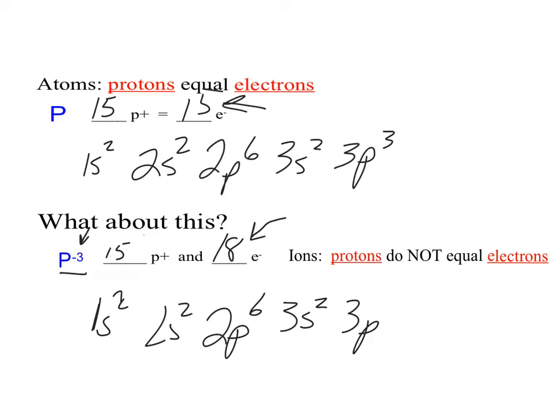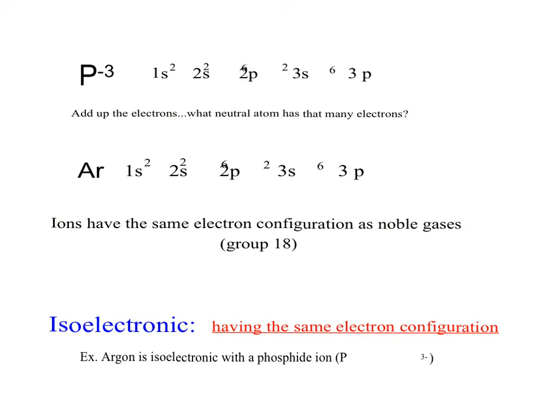Well, if I have 18 and I've used 12, that tells me I have to have another 6 in my 3p. So notice, same type of atom, but a different charge means I have to account for those extra electrons. So here we go, just as we've written on the last page, 1s2, 2s2, 2p6, 3s2, 3p6.